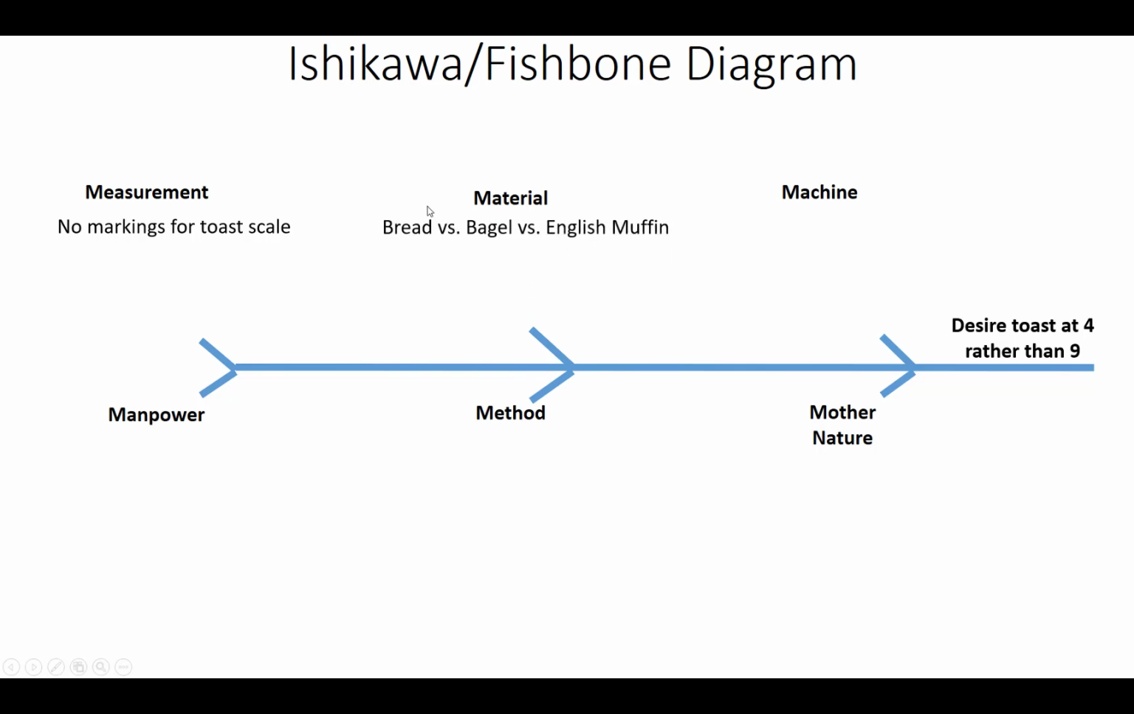Material. So are we talking bread? Are we talking whole wheat or white bread? Are we talking a bagel, English muffin? Right? All sorts of changes in material there that can cause problems with our output. Machine. The toaster has numbers versus a pictogram of toast. So here you can see that machine and measurement, we could say these are about the same thing. It doesn't matter. We could put this actually in either bin. It doesn't matter, right? As long as we're capturing that.